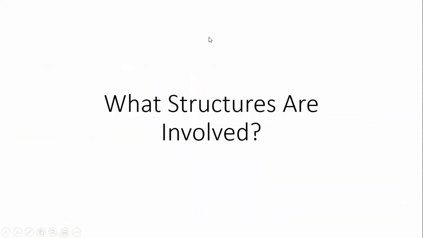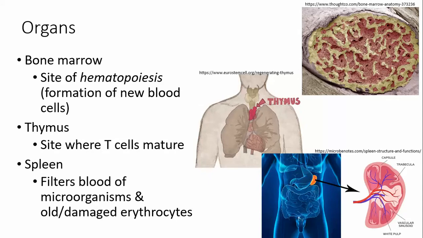So what structures are involved in the immune system? Well, there are three major organs that we're going to focus on. The first one is the bone marrow. This is the site of hematopoiesis, which is, I know, a complicated word, but it means formation of new blood cells. That prefix heme means blood. So just keep that in mind because we'll see other words that will start with heme and they will refer to blood. Hematopoiesis is the process of making new blood cells, and this includes both red blood cells and white blood cells. But for the purposes of the immune system, we're going to focus on the white blood cells that are made.